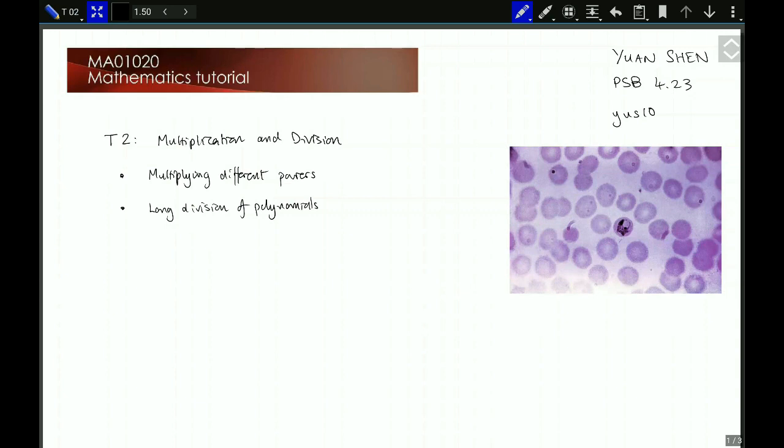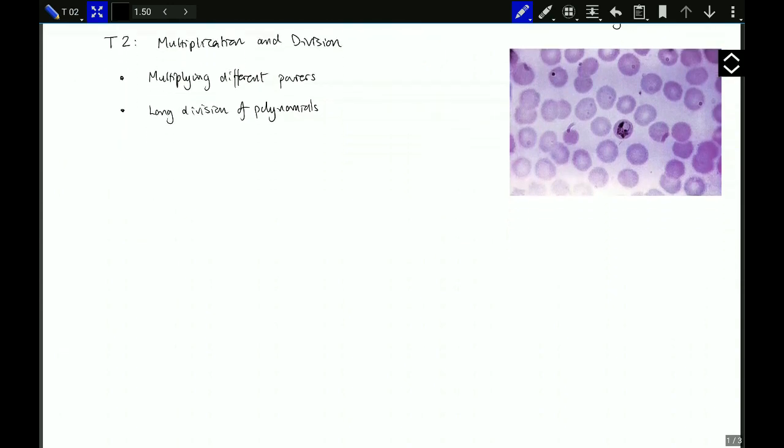So today we're going to talk about multiplication and division. I have a picture here of some multiplying cells, probably mitosis or something like that. So let's talk about the basic rules to start with.